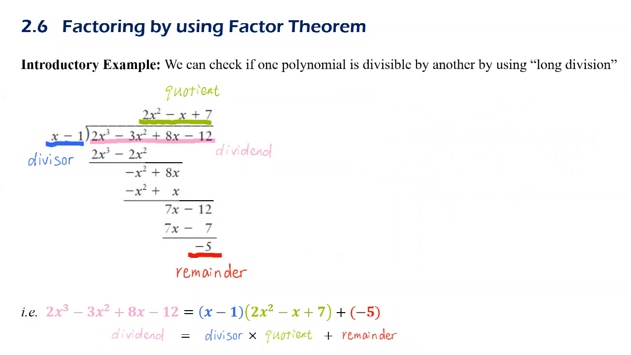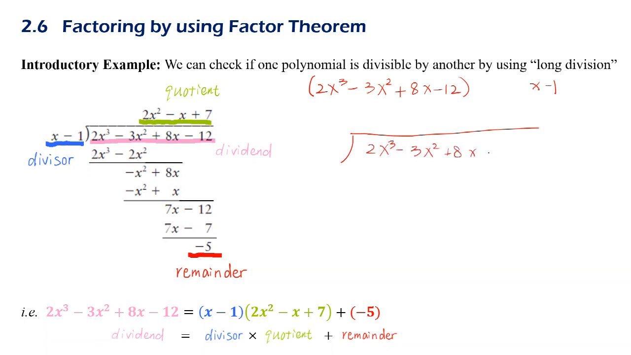Okay, let's repeat this. The dividend here is 2x cubed minus 3x squared plus 8x minus 12, right? The task is to check if this dividend is divisible by the divisor x minus 1, right? So usually we'll need to conduct a long division, which can be done like this. x minus 1. First, we can try to land a 2x squared here in the quotient position.